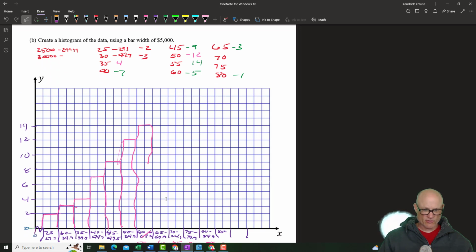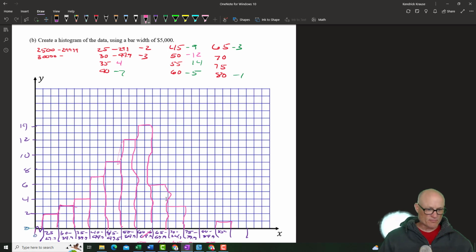Oh my God, this is going to be so bad. I just cannot draw straight. Hopefully my shading will be good. And then the next one should be 5. And then 3. And then 1 way out here.